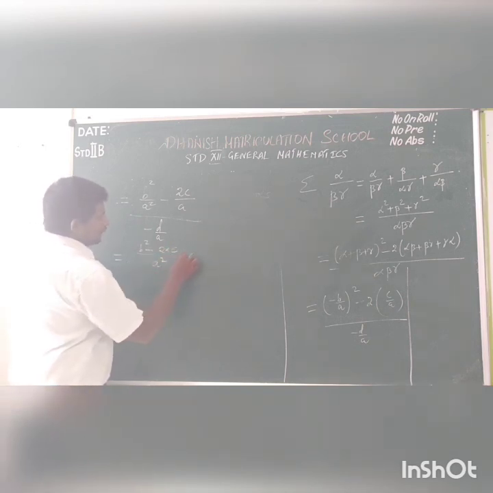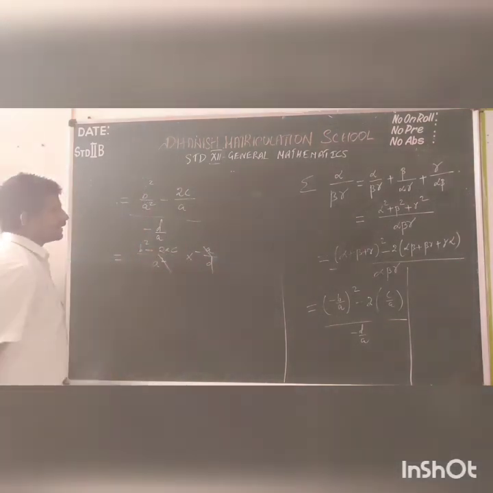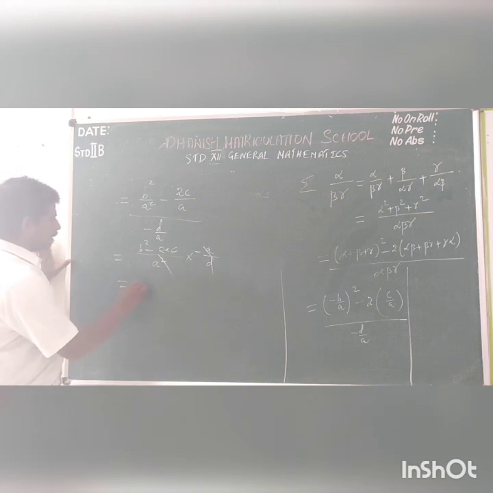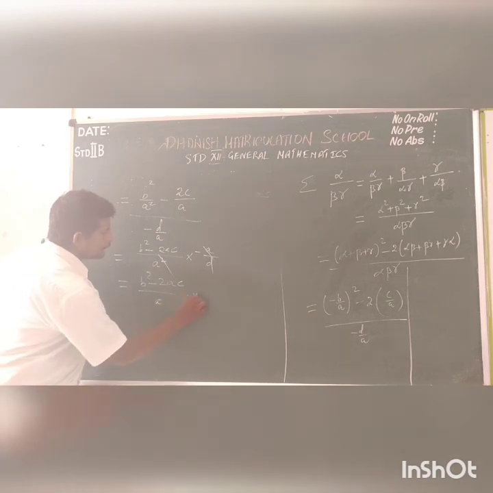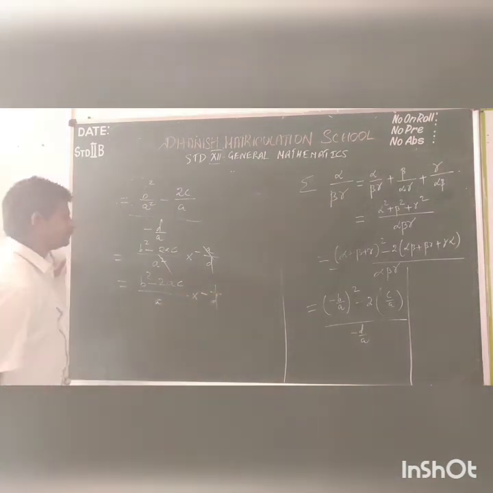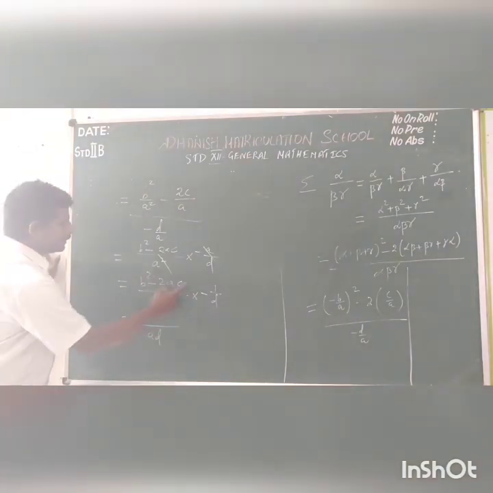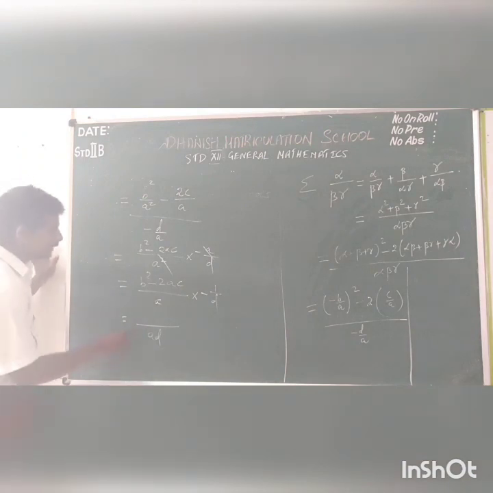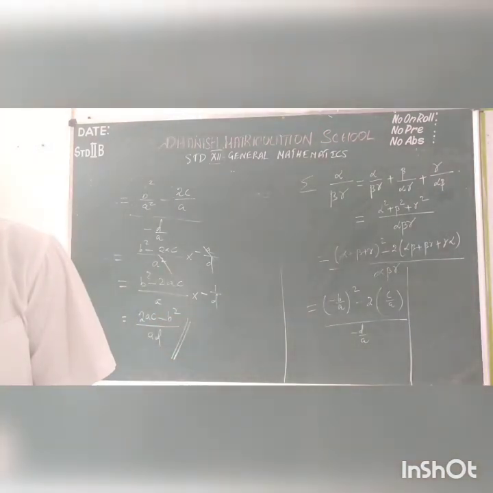2ac into minus a by b. One a will get cancelled. So what's the remaining? b square minus 2ac divided by a into minus 1 by b. So the next step would be a into d, ad, then minus into b square, minus b square, minus into minus 2ac plus 2ac. So 2ac minus b square by ad is the required value.